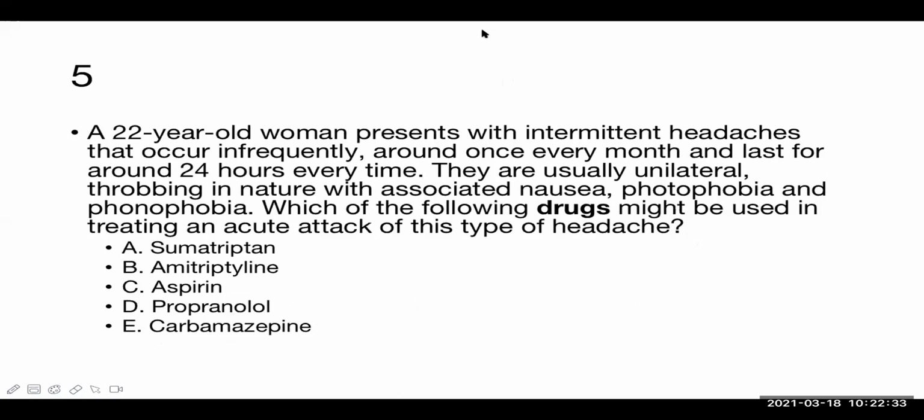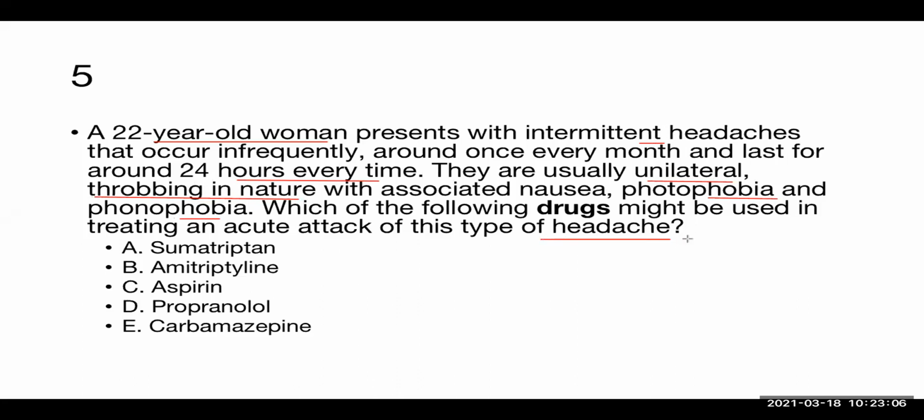Let's go to another case here. A 22-year-old woman presents with intermittent headache that occurs infrequently, around once every month and lasts for around 24 hours every time. They are usually unilateral. See this? Unilateral, throbbing in nature with associated nausea, photophobia, and phonophobia. Which of the following drugs might be used in treating an acute attack of this type of headache?